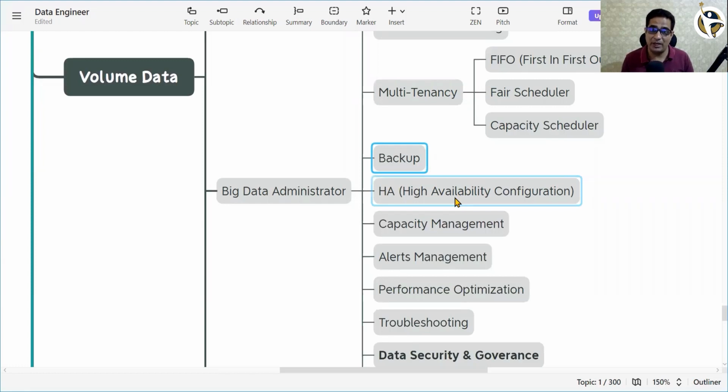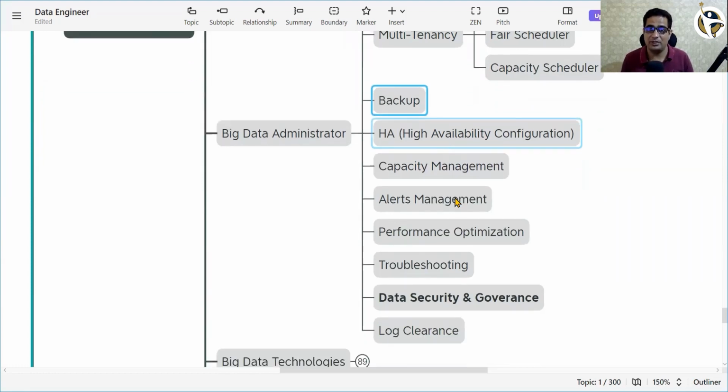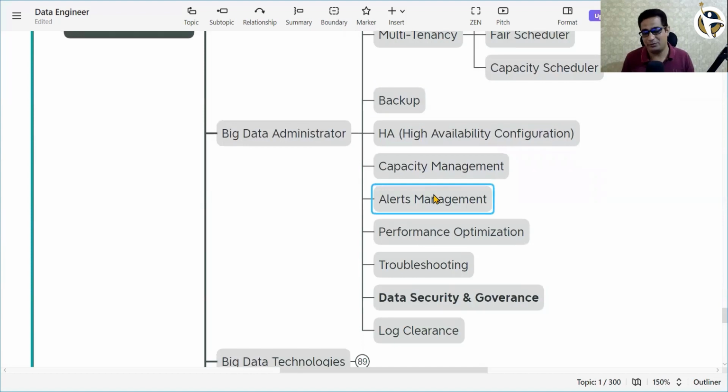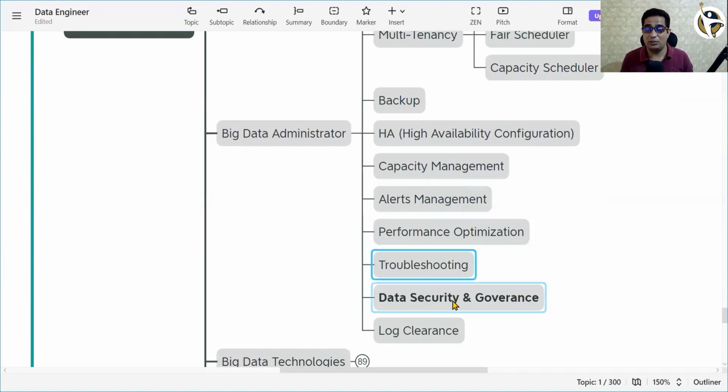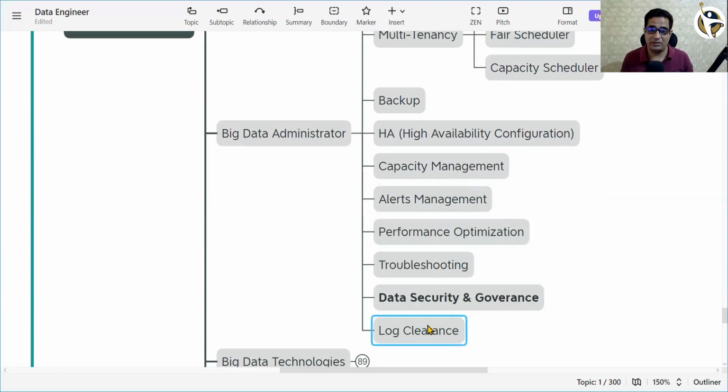Then how to take a backup and recover data from that backup. HA, we already talked about it. Capacity management: whenever you are dealing with distributed data storage, you need to know how much data is being stored in one disk and how you need to take care of those things. That's where capacity planning plays a very important role. Alert management, again, a very important aspect. Performance optimization, troubleshooting, data security and governance, as we already talked about.